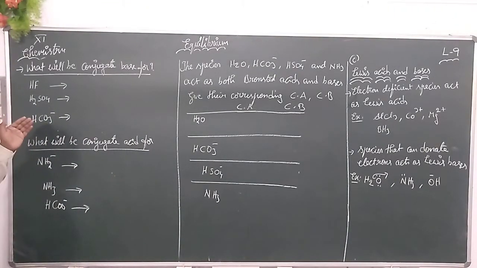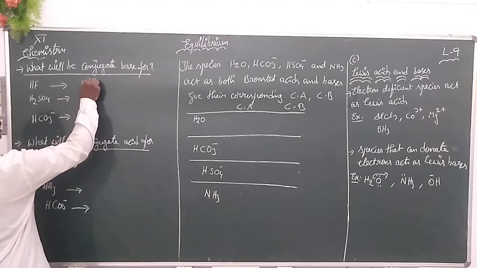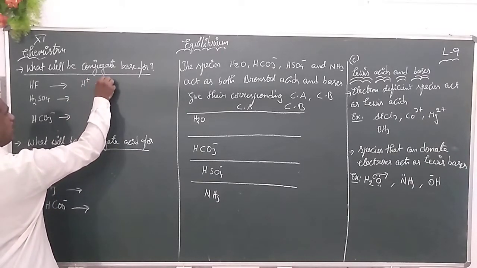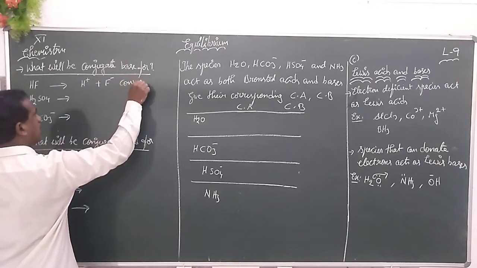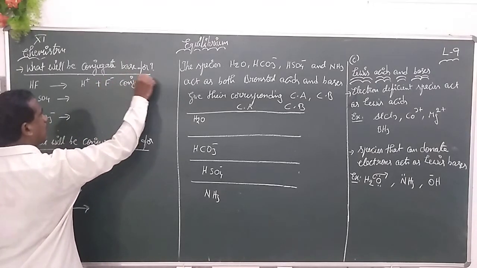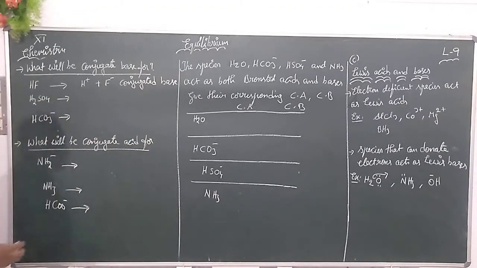Hydrogen fluoride. How will hydrogen fluoride dissociate? It will produce H plus and F minus. And this negatively charged ion is called the conjugate base of hydrogen fluoride. So that's the present question, to find out the conjugate base.